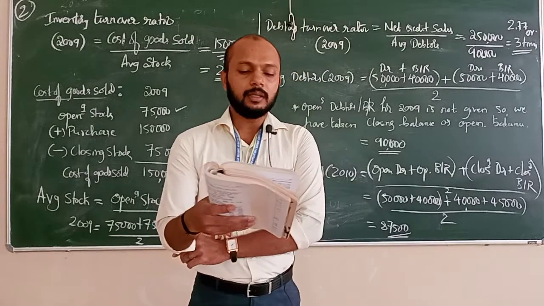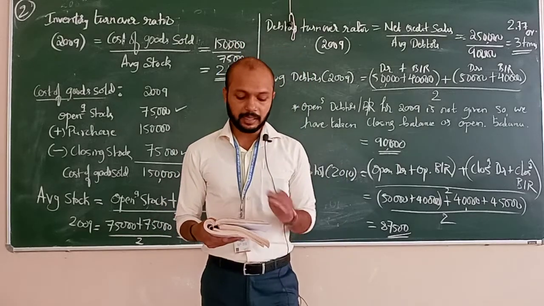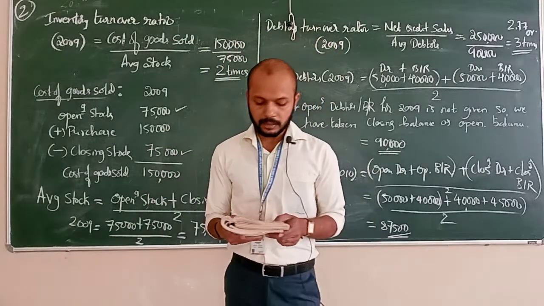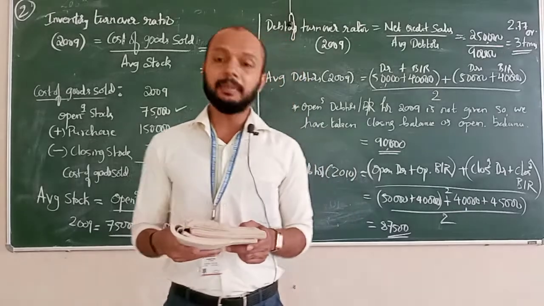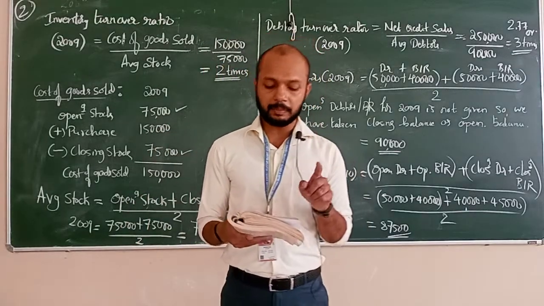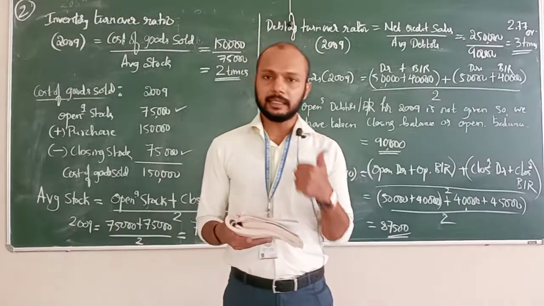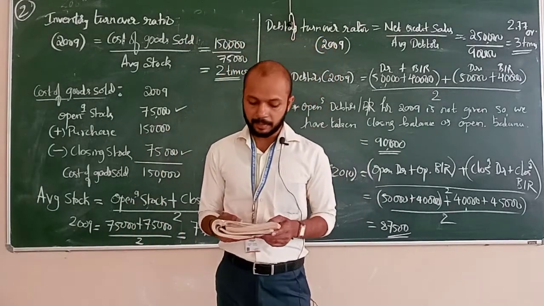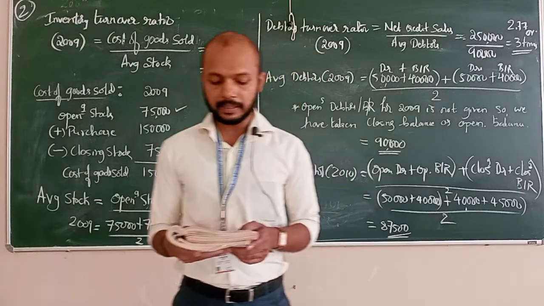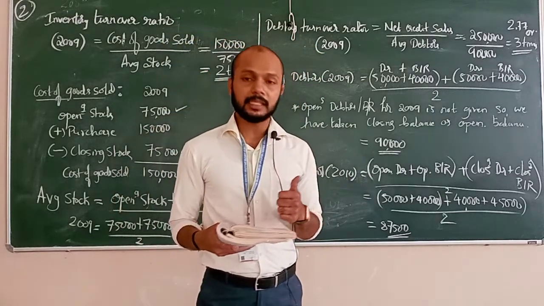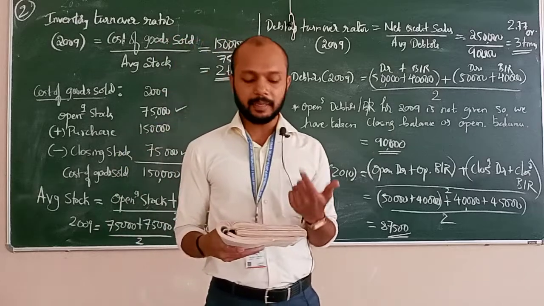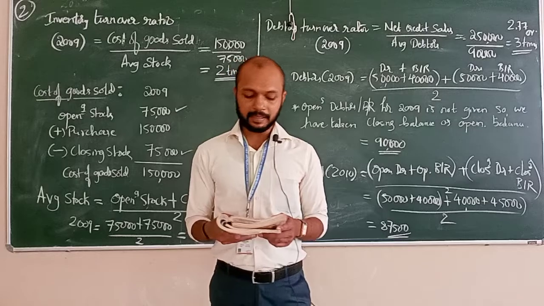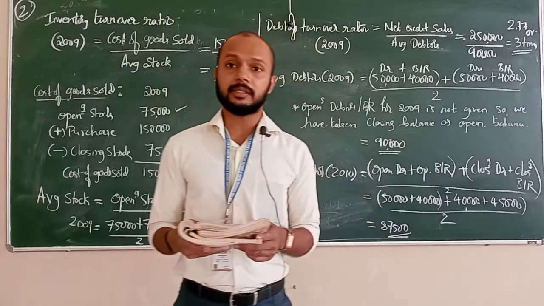At the same time, down below they have given notes included in the question itself. Take 365 days in a year. Trade debtors include debtors and bills receivable. Even though it is not given, you need to remember that trade debtors include debtors and bills receivable. Trade creditors include creditors and bills payable. Even though it is not given, you need to remember that trade creditors include bills payable and creditors only. Next, the figures for 2009 are to be taken as opening balances for 2010 for calculating averages. That will be discussed later.